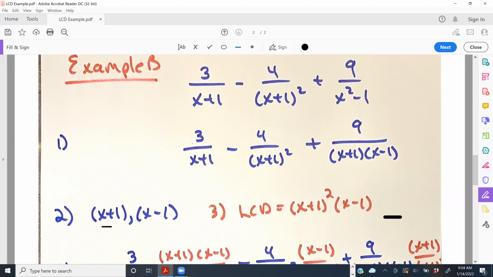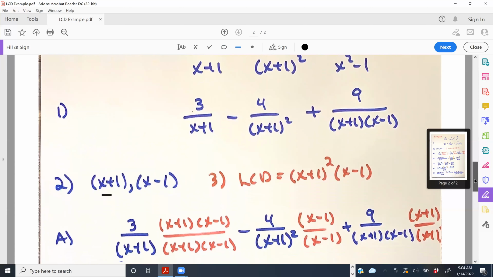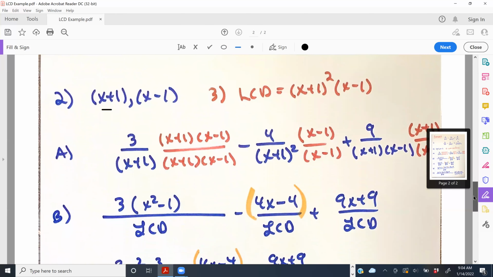To finish this one up, we're going to have to introduce some terms in each of these denominators so that each of these denominators has the LCD. So let's see what that's going to look like. From this first one in blue, I can see that I'm missing an x plus 1 term and an x minus 1 term. So that's what I'll multiply by in both the numerator and denominator.